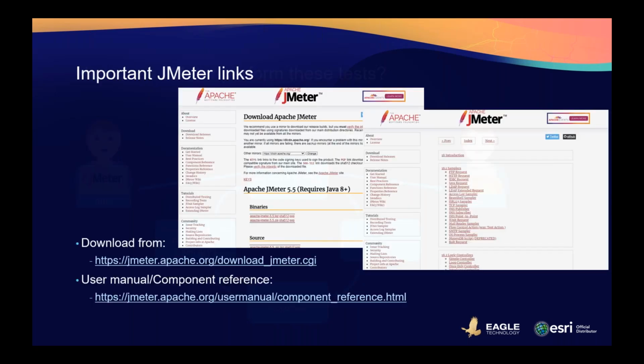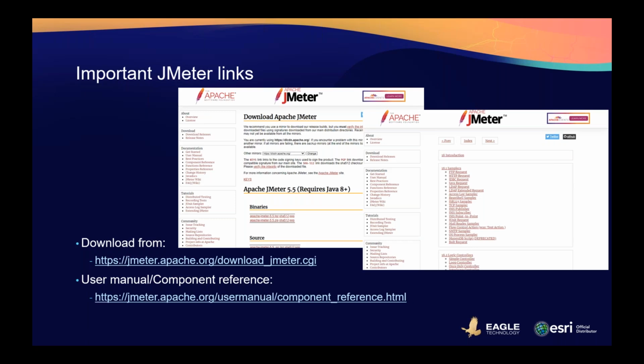Some links around actual JMeter on how to download it. There's the link over there. It's just a zip file that you will unzip into a directory and then run from an actual batch file that will open up that Java application.